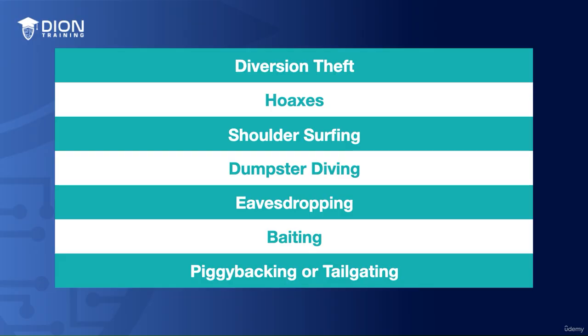Diversion theft involves manipulating individuals to redirect goods to a different location for theft. Hoaxes spread false warnings or claims to create unnecessary worry or actions. Shoulder surfing involves direct observation of confidential information like pins or passwords over someone's shoulder. Dumpster diving refers to searching through trash for valuable information that hasn't been properly disposed of. Eavesdropping entails secretly listening to private conversations, usually without the participants being aware.